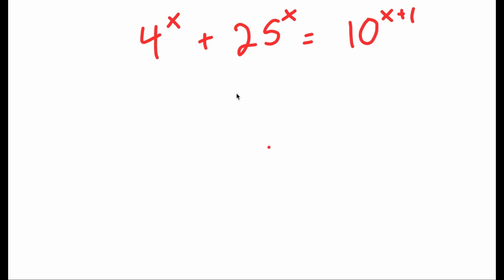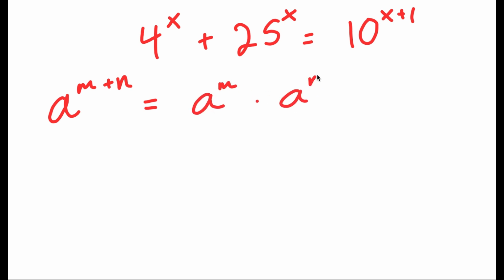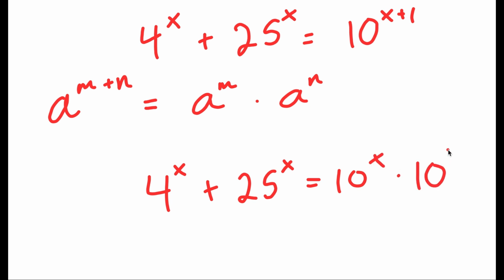So to solve this, I'm going to first start by using the property a to the power of m plus n is equal to a to the power of m times a to the power of n. So in this case, I have 10 to the power of x plus 1, and by using this property, I can rewrite it as 10 to the power of x times 10 to the power of 1.